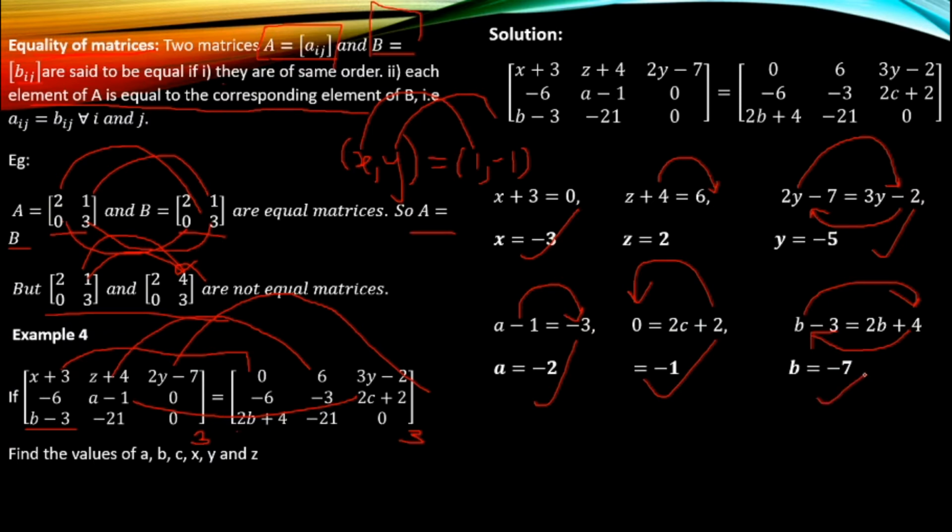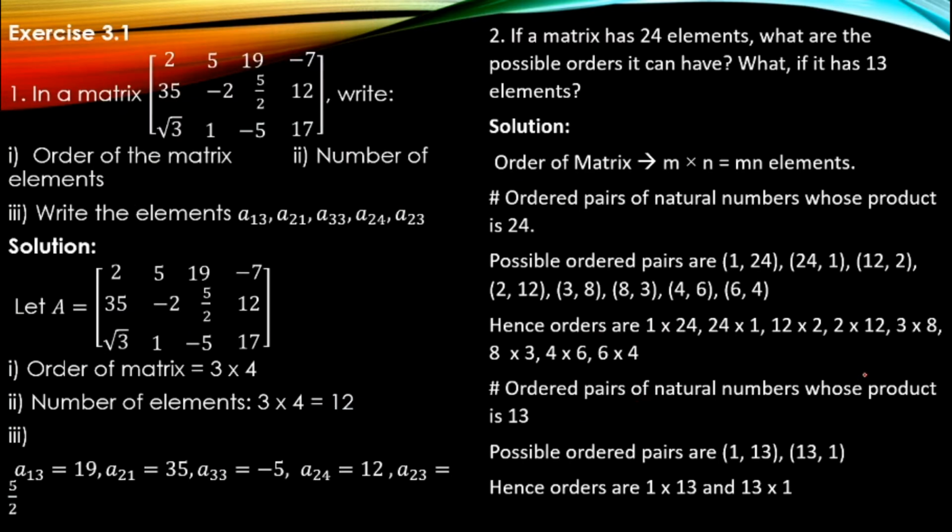Now next we'll go for exercise 3.1. What we have learned about the definition in the previous video, then order of matrices and different types of matrices, this exercise will be based on that. And even equality of matrices we have just learned a few minutes back. In a matrix, here we have a matrix. What is the order? Can anyone say?